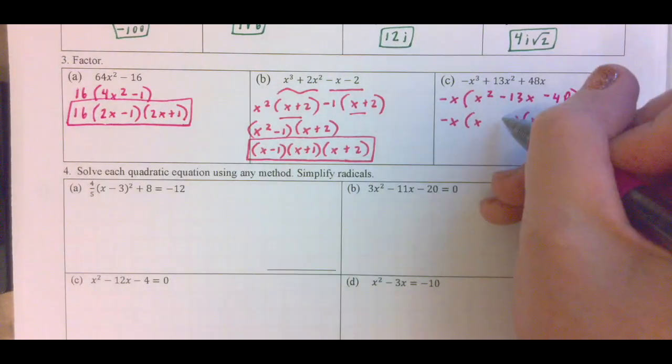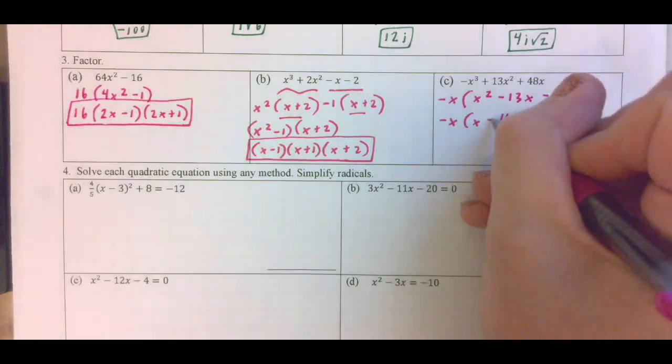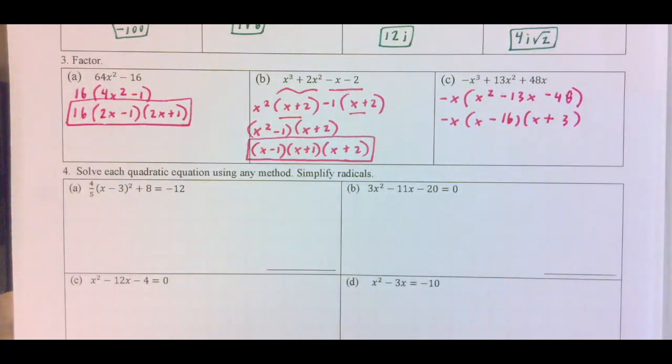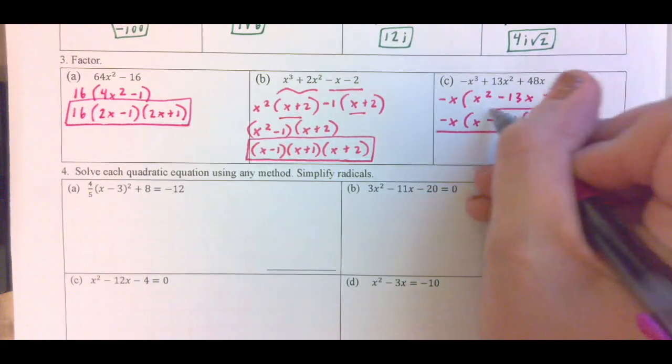Okay, it's got to be 16 and 3, and a negative 16, positive 3. All right, that's my full factorization.